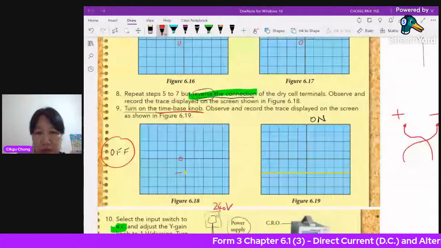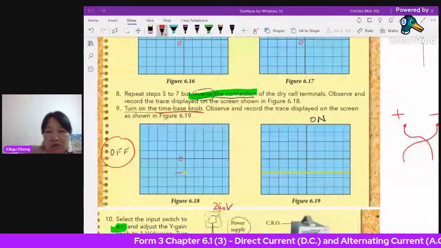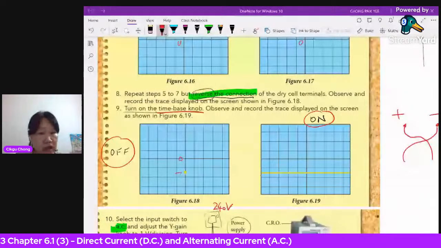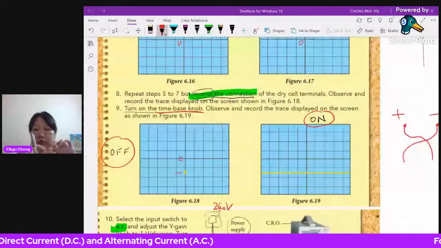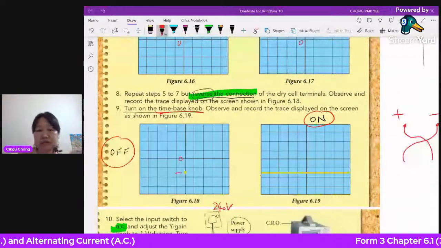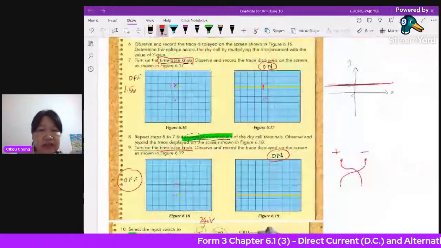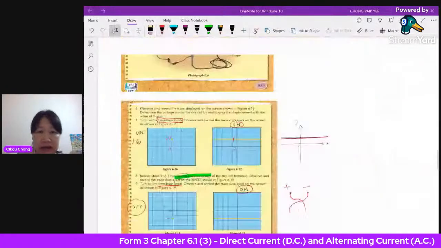Now you do another one. You switch on the time-based knob. You get basically the same thing, except that now this dot has been lengthened, pulled long like that. That's why you get this line. So for the patterns for direct current, so far we've done only direct current, you will either get a dot or a line.